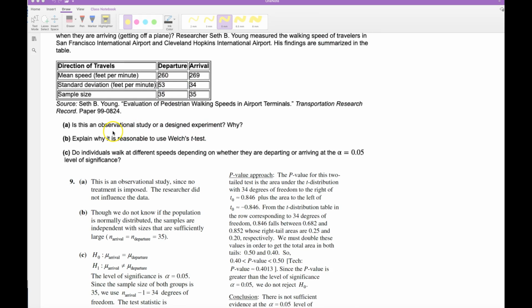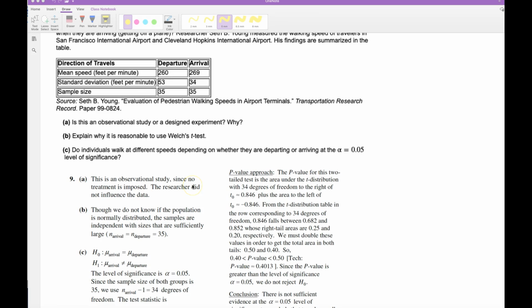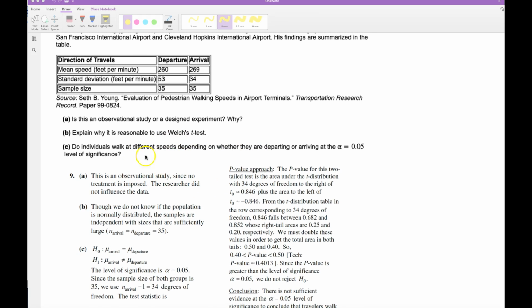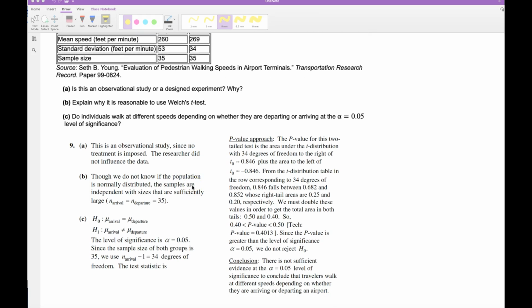Again, just to review, this is an observational study, since no treatment was imposed. They were just viewing the speeds of different people as they came and left. Part B is more in depth. We're going to use Welch's test in all of these situations because we don't know the variances of the population. There are things like that in the notes that you could look at, but there's the answer for that in this case.